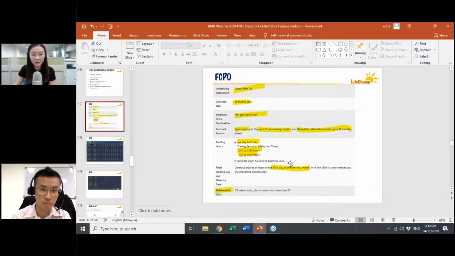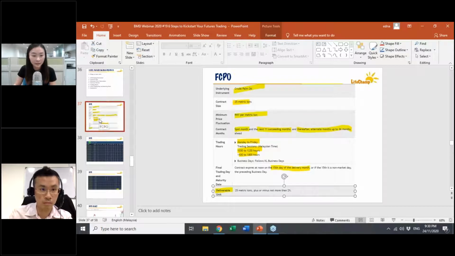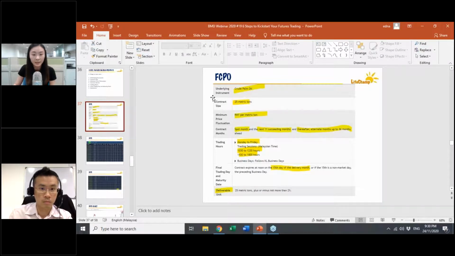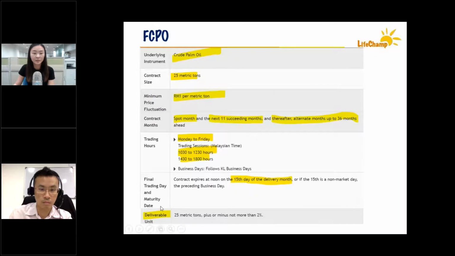So for FCPO, and then of course settlement. For FCPO, deliverable means physical delivery. Let's say you traded the spot month, you went long one contract and you forgot to close the position. Somehow your broker also forgot to tell you to close, and you're holding one lot when it expires. That means you have to deliver 25 metric tons of palm oil to the buyer.